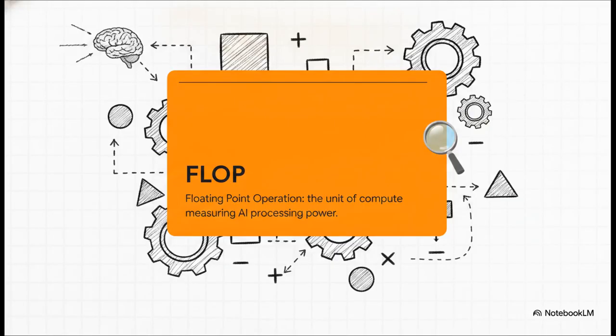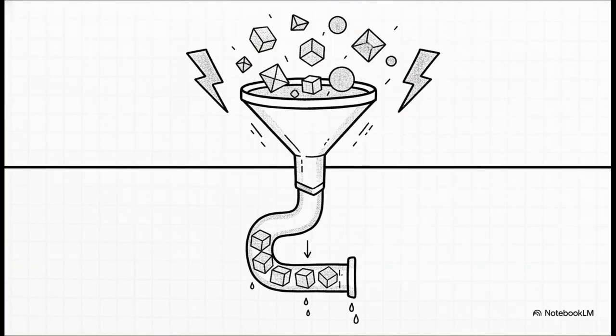Now, before we go any further, we need a way to actually measure all that math. Enter the FLOP, or floating point operation. You can think of this as the fundamental mathematical calculation. It's basically the basic unit of compute used to measure AI processing power. So whenever we talk about the sheer physical effort an AI exerts to give you an answer, we're counting it in FLOPs. It's the core currency of AI computation, and honestly, understanding it is totally key to understanding the final bill.